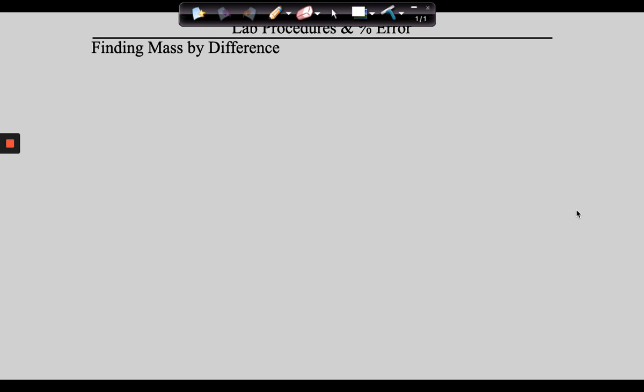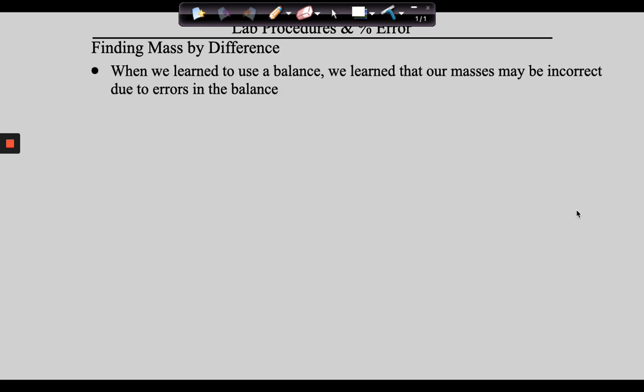Be ready to write this down. So guys, finding mass by difference, and we already talked about this before. Remember the idea of the beaker and the beaker plus the sugar?